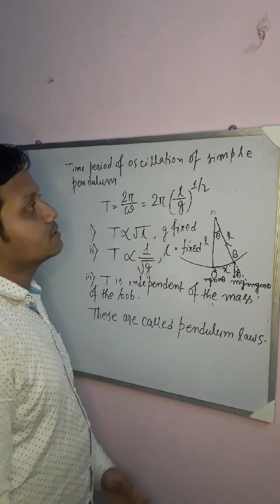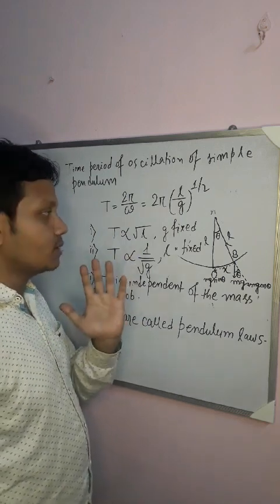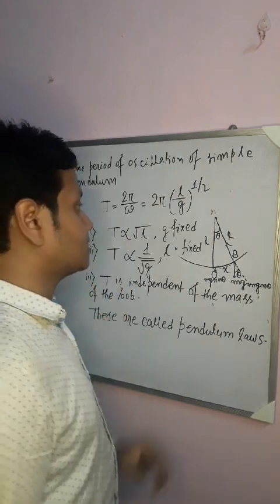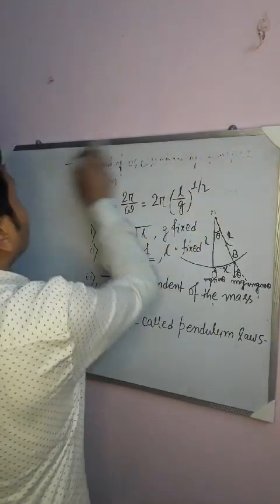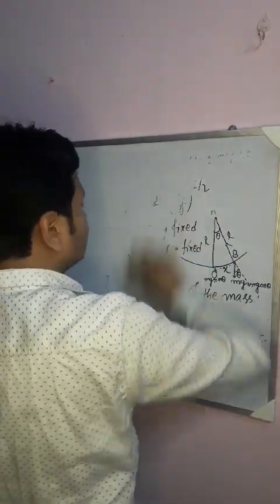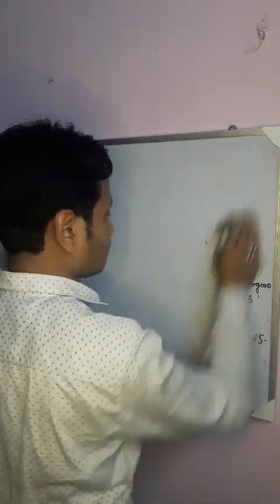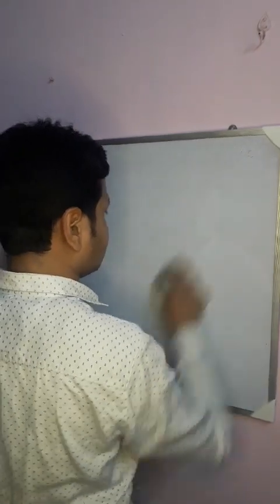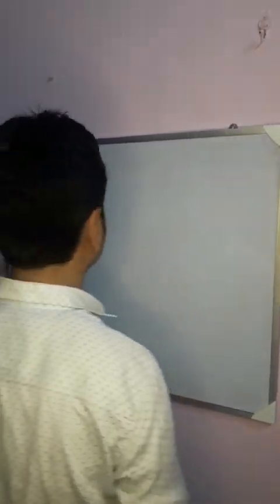So this is what a simple pendulum is, and we see that the motion is simple harmonic. Okay, and we also discussed the laws of pendulum. Now let us come to another issue, that is the uses of this pendulum. So in which field the simple pendulum is used, at first we are going to discuss it.